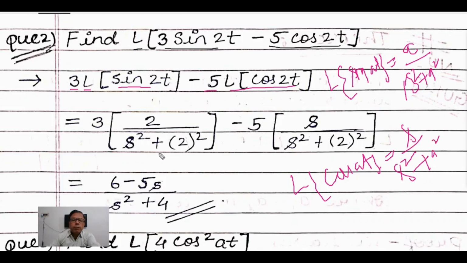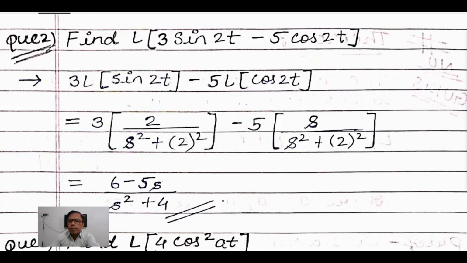By using these formulas, here a equals 2 and here a equals 2 as well. So we have 3 into 2 upon s square plus 2 square minus 5 into s upon s square plus 2 square. Taking LCM and simplifying, we have 6 minus 5s upon s square plus 4.